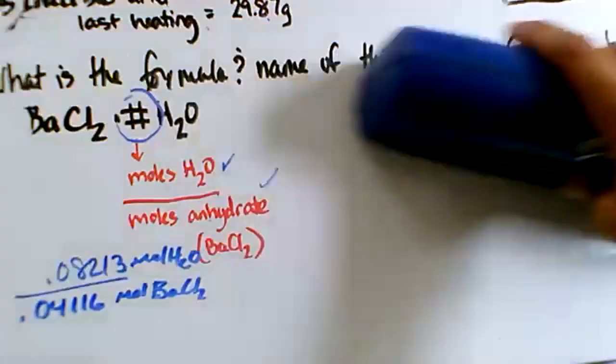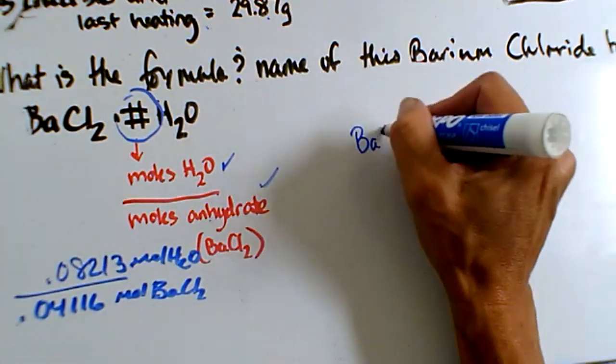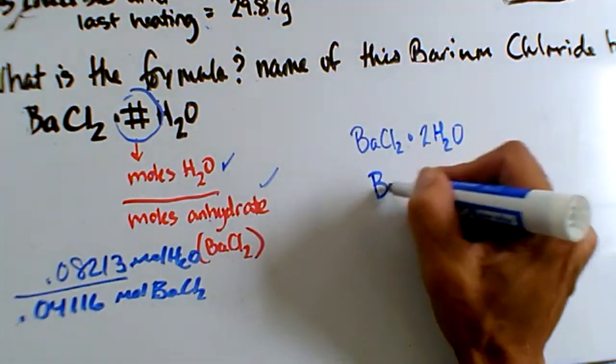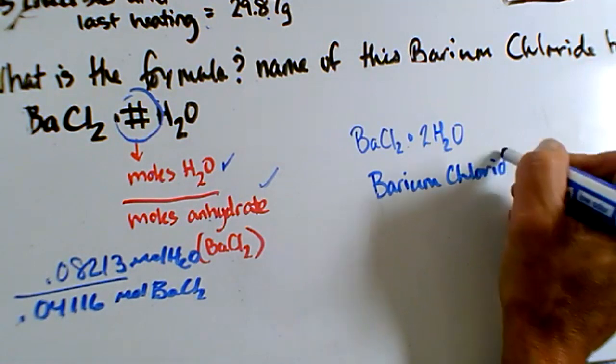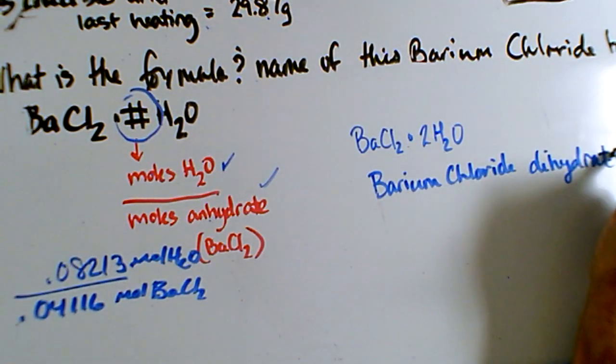Our answer was 2. And that means our formula is BaCl2·2H2O. And that is barium chloride. Does not need to be capitalized. I do that inconsistently. Dihydrate.